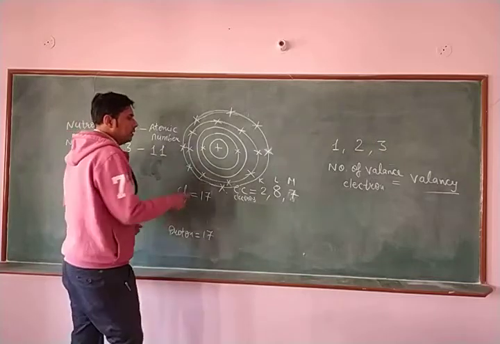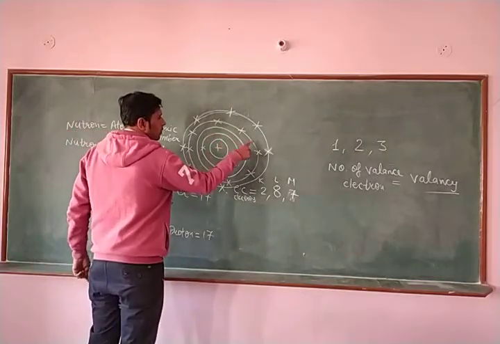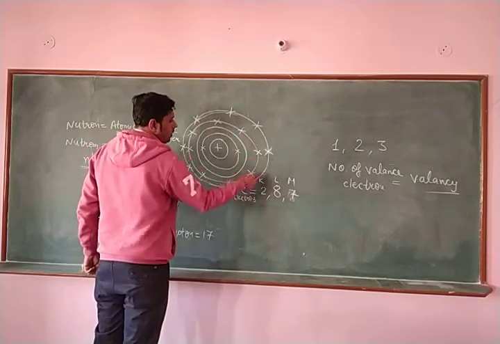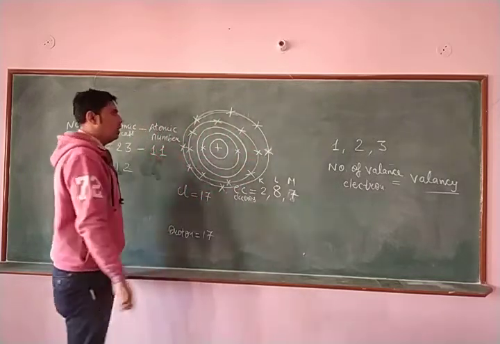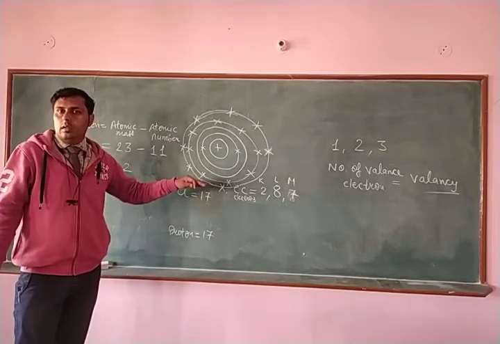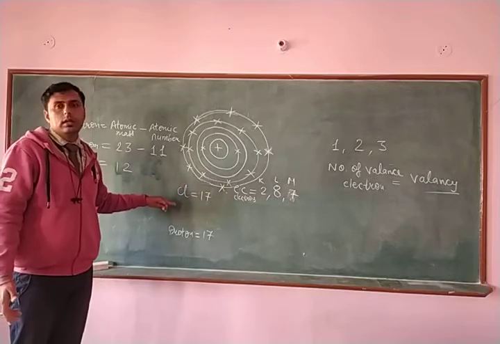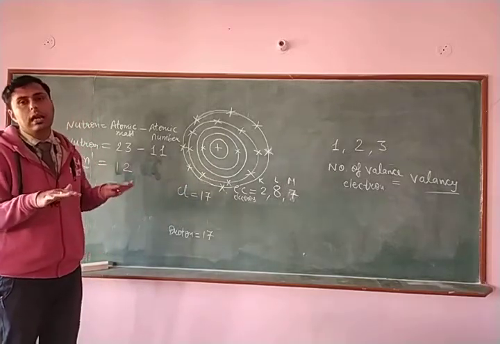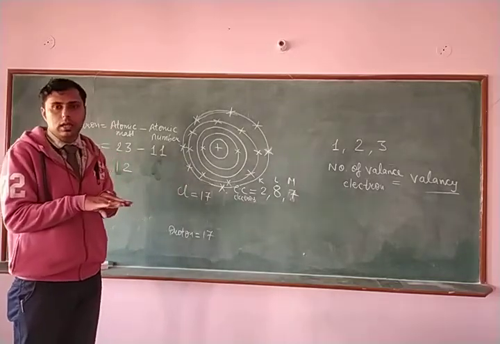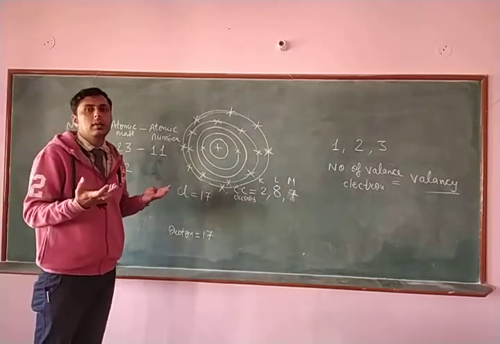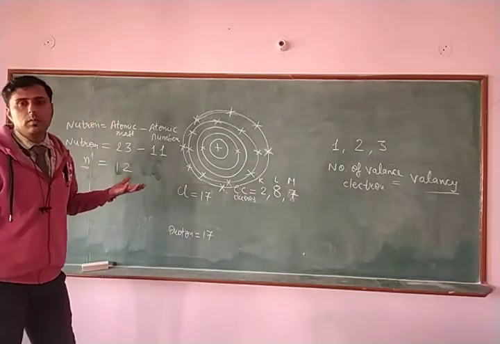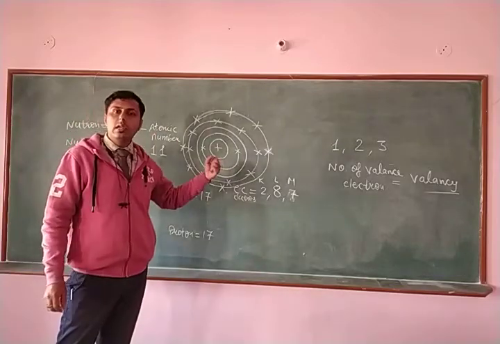Okay, so count: 1, 2, 3, 4, 5, 6, 7, 8, 9, 10, 11, 12, 13, 14, 15, 16, 17. So 17 electrons are present in a neutral atom of chlorine. In a neutral atom of any element, the number of electrons and protons are equal. But if I talk about charge, cation or anion, the number of protons is not equal to the number of electrons, because charge arises when the atom either loses or gains electrons.